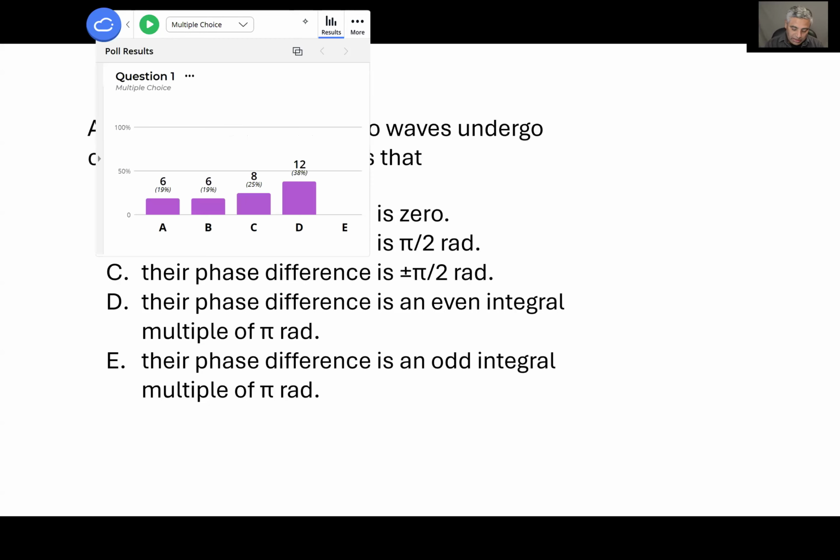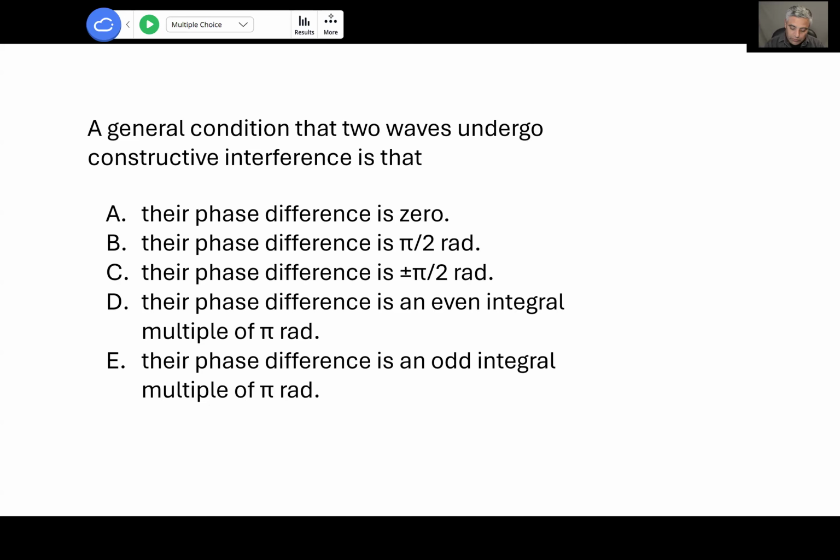Okay, let's see what we got. We got all of them, a bit more for D. So for constructive interference, what did we write about the phase? Delta phi is m times 2 pi. That's what we wrote, and m can be 0, 1, 2, 3, etc.